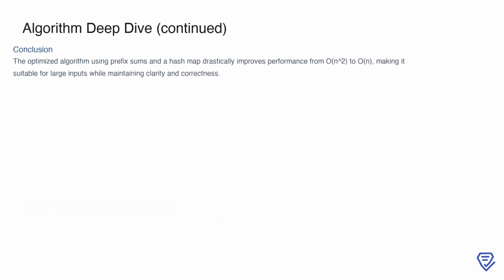In conclusion, the optimized algorithm using prefix sums and a hash map provides a significant performance boost over the brute force approach. By reducing the time complexity from O(n squared) to O(n), it becomes suitable for handling large arrays efficiently. The algorithm is not only efficient but also robust, handling edge cases and negative numbers with ease. This combination of speed, clarity, and correctness makes it an excellent solution for the problem of finding subarrays that sum to a given value, k.